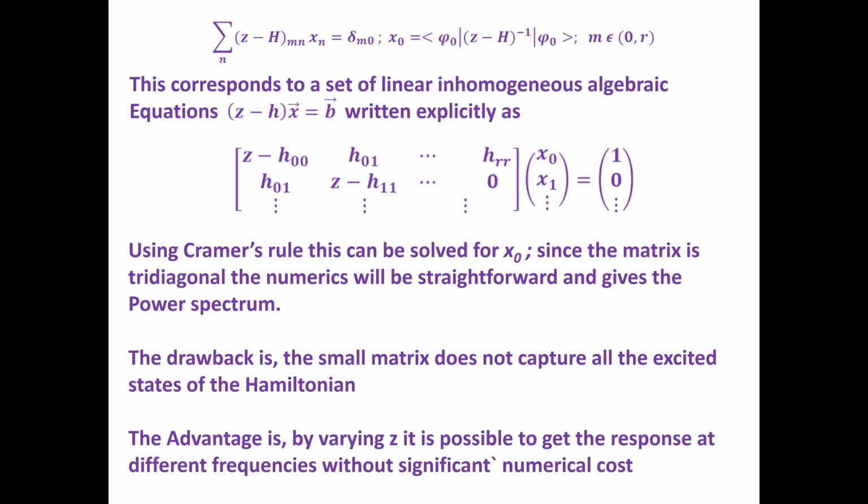For m equal to 0, or rather p equal to 0, you can write down explicitly the equation, which is (Z minus H) mn, and I call x_n the matrix element which was here.